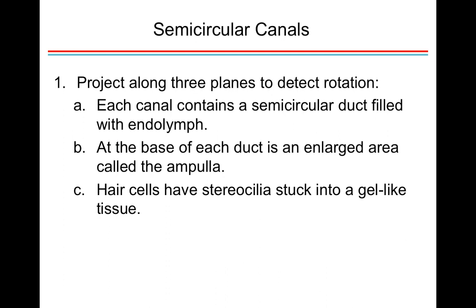So the semicircular canals are along 3 planes to detect rotation. And as I showed you, they all have the endolymph on the inside, and the hair cells that are moving, the kinocilium and stereocilia, are surrounded by endolymph. And again, the stereocilia are in these gel-like tissues that give the membrane they're in some resistance to movement.